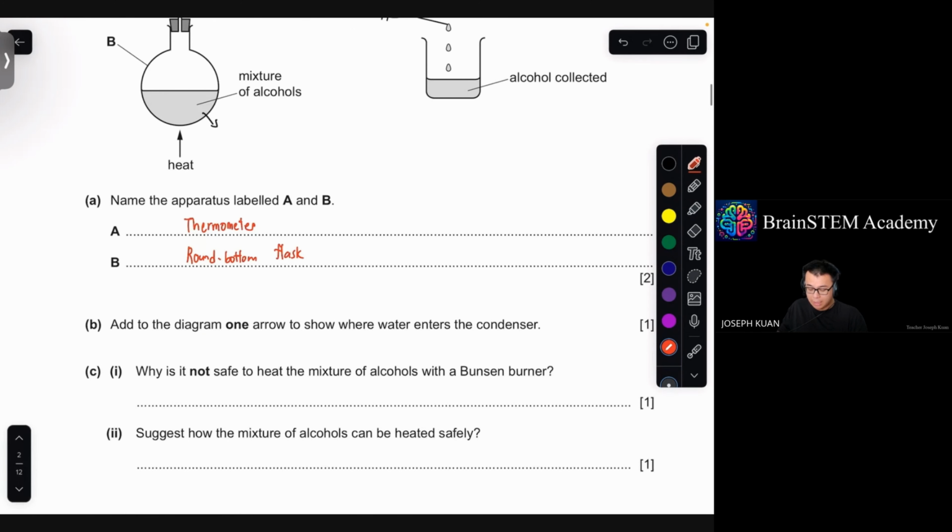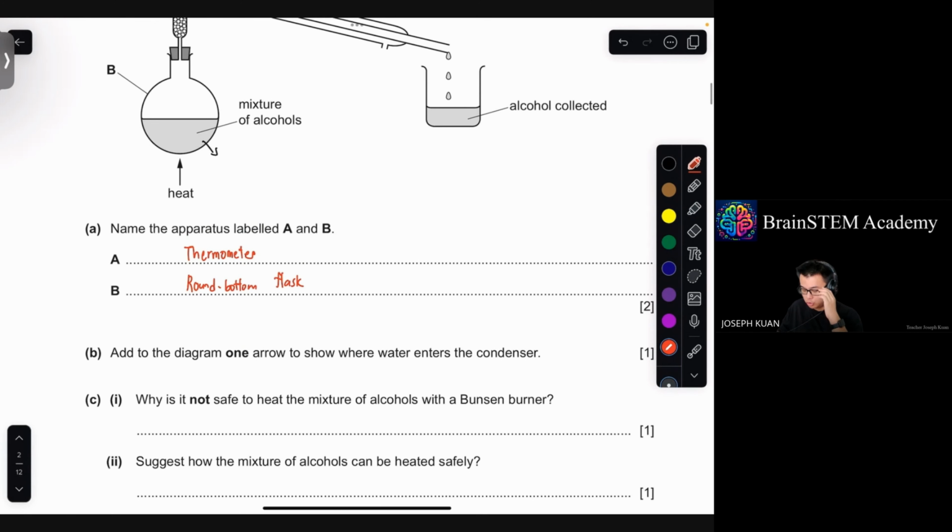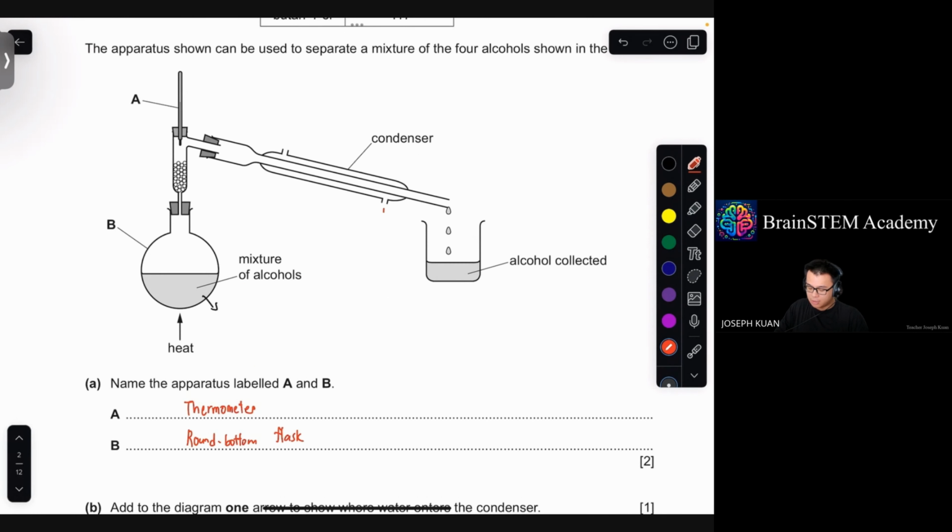Moving on to question B. Add to the diagram one arrow to show where water enters the condenser. So water enters the condenser from the bottom.